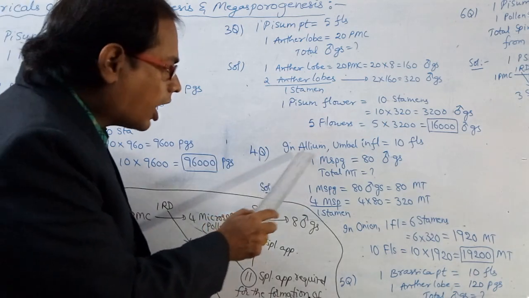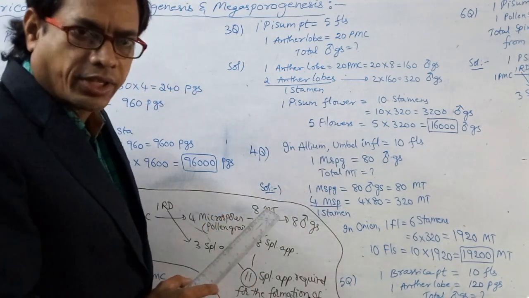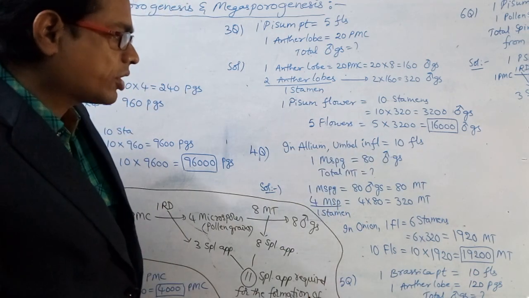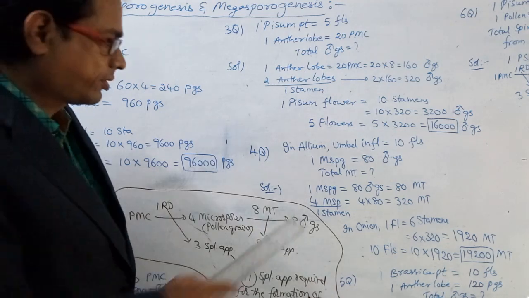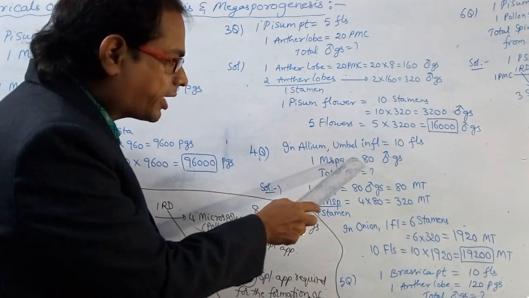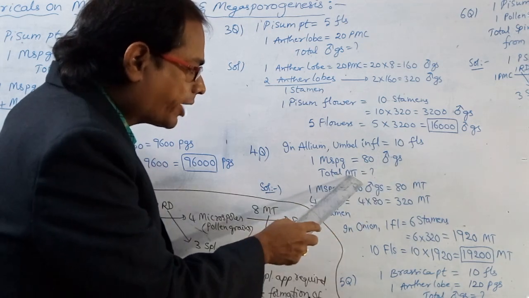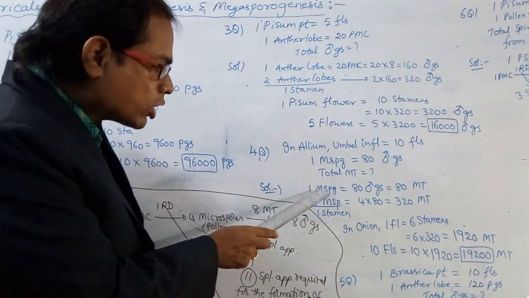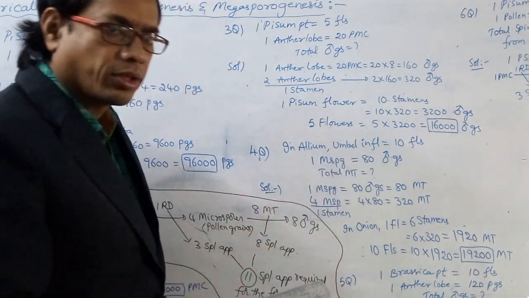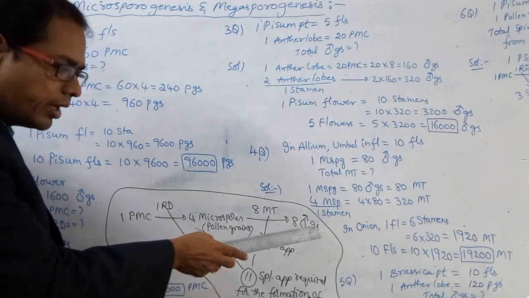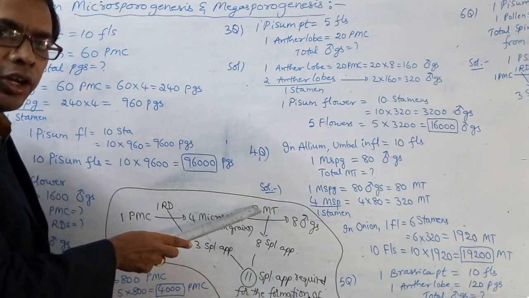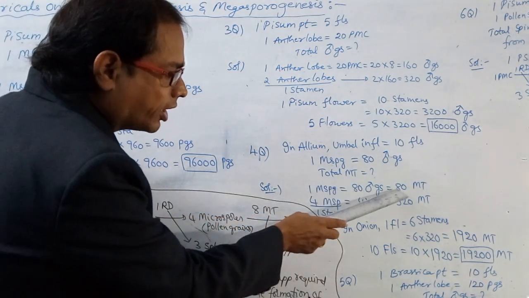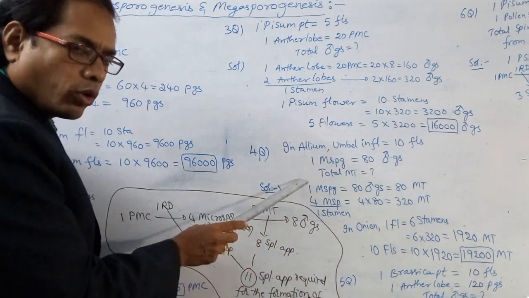In Allium, umbel inflorescence is present, that umbel inflorescence containing 10 flowers. One microsporangium or pollen sac contains 80 male gametes. Total mitosis required, they are asking like that. Then how can we calculate? One microsporangium contains 80 male gametes. So previously we discussed number of male gametes is equal to number of mitosis, isn't it? So 80 male gametes means 80 mitosis. That is for one microsporangium.